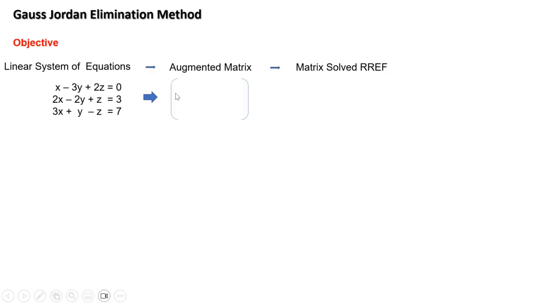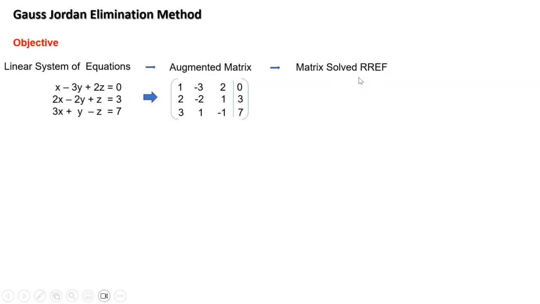I'm only going to get the coefficients, right? This will be 1, -3, 2, and 0. Now, equation number 2, this will be 2, -2, 1, and 3. Equation number 3 is 3, 1, -1, 7. This is called augmented matrix. So I went from linear systems of equations to augmented form.